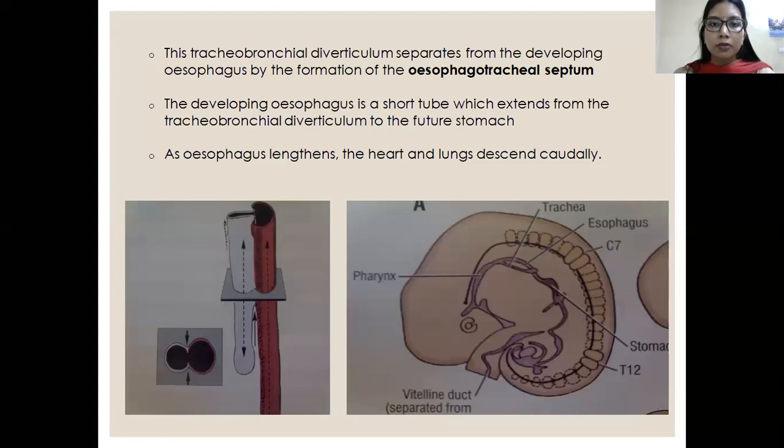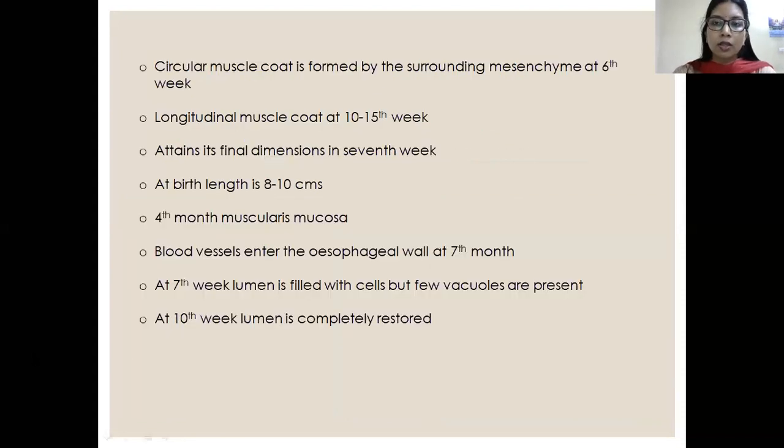As the length of the esophagus increases, the heart and the lungs tend to descend caudally. You will be told the layers of the esophagus in the next few slides. But just for the sake of completion of embryology, just know that the muscular layer of the esophagus has circular and longitudinal muscles in it.